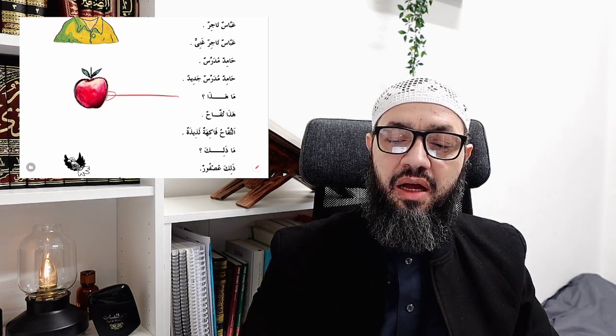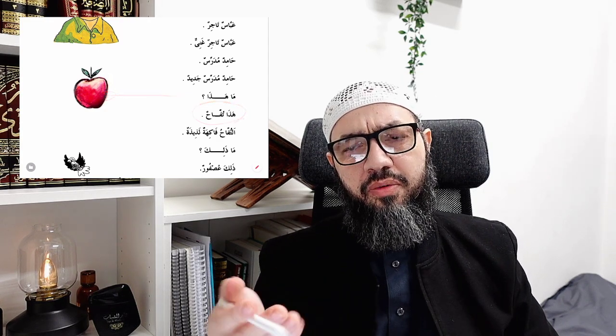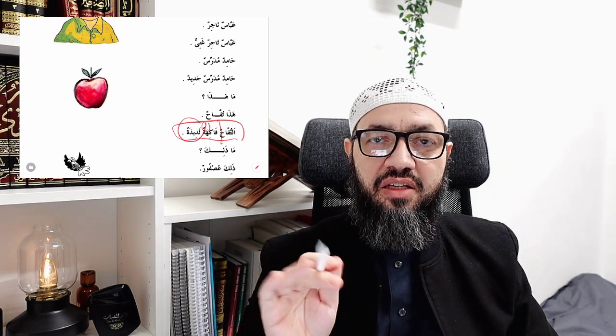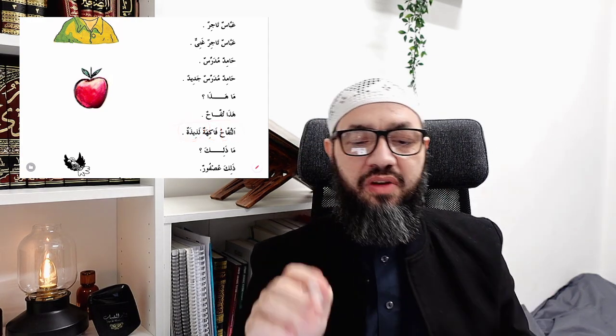ما هذا, what's this? هذا تفاح. This is an apple. What is an apple? التفاح فاكهة لذيذة. The apple is a tasty fruit, right? فاكهة is the noun, and it's been described by saying لذيذة. Okay, so when you look at this, there's two types of nouns, and this is important.